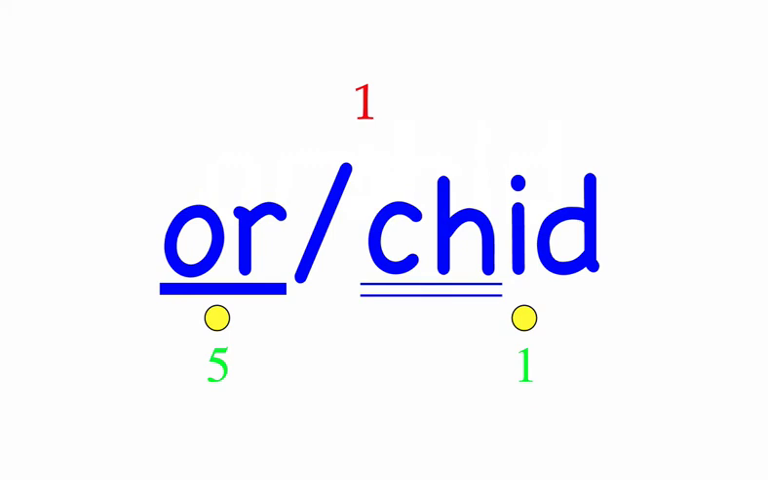Orchid. Mark the word. Or. Kid. Here again, CH is representing the K sound, so we double underline it.